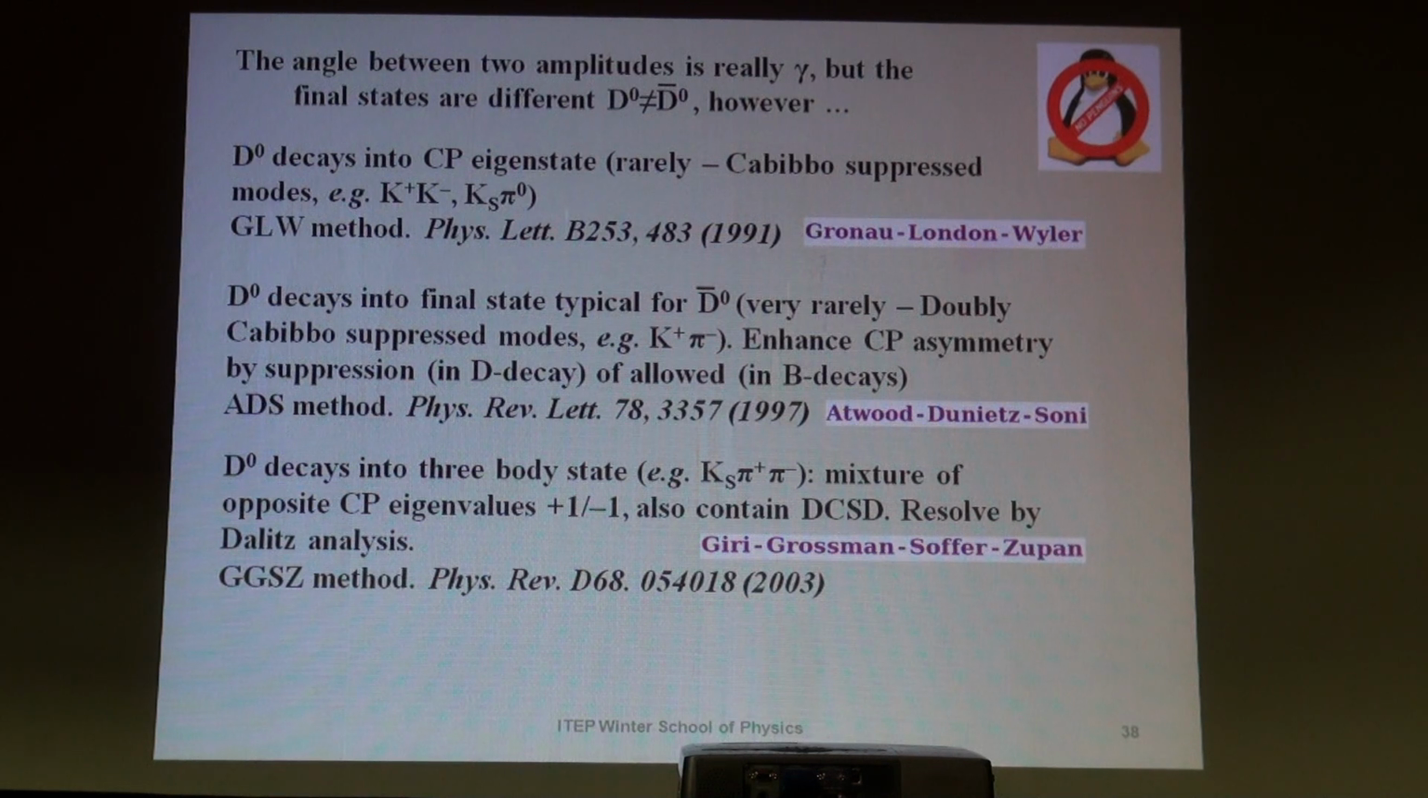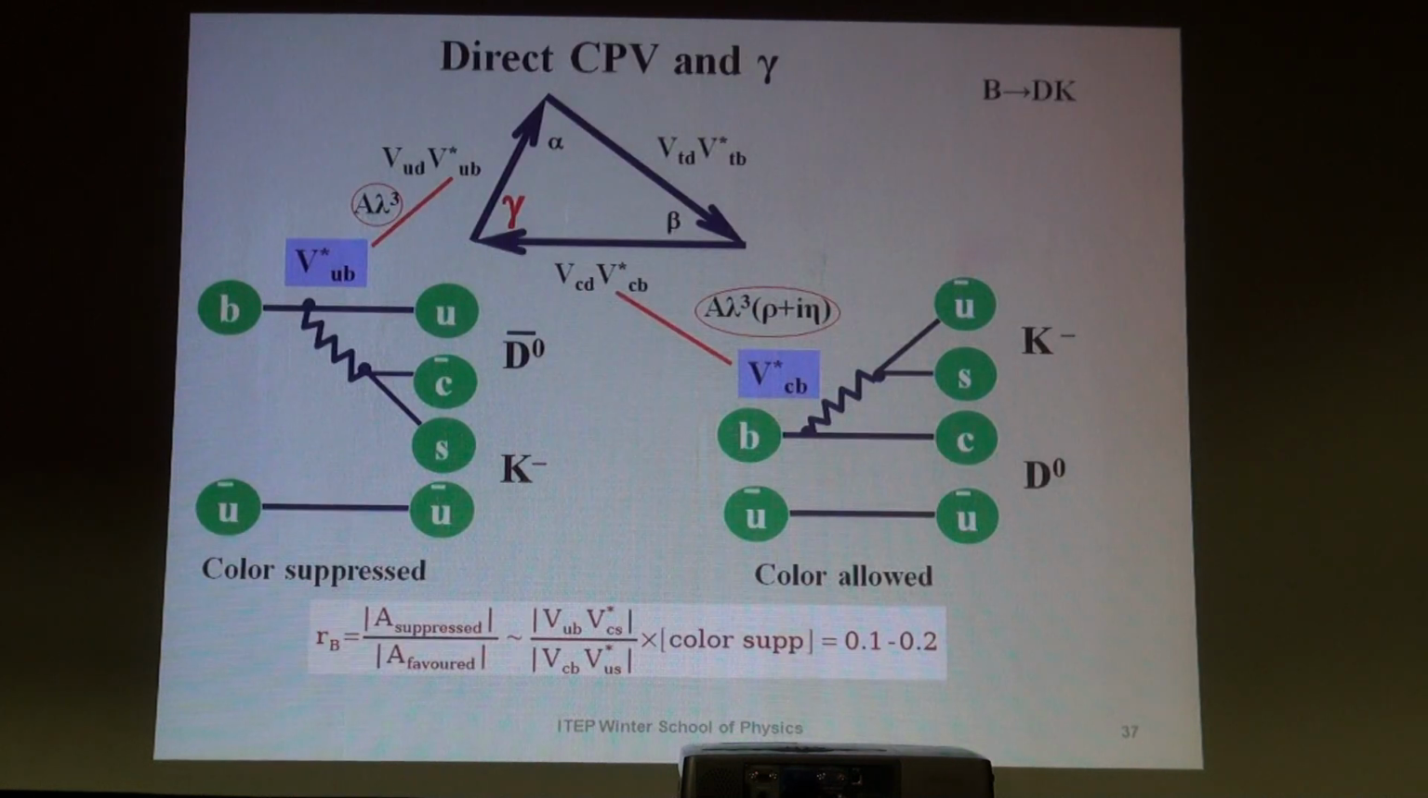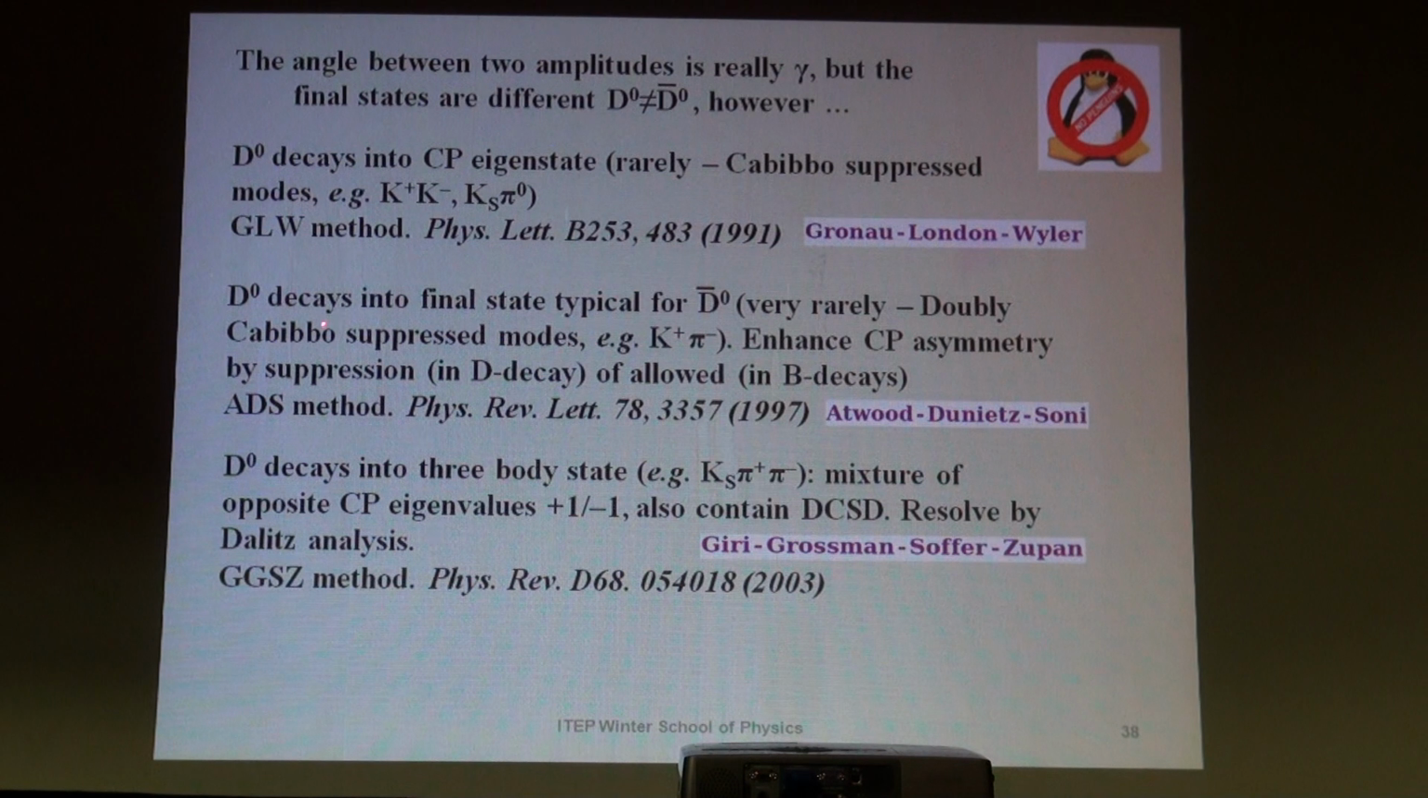But in this case, you can see that the ratio between these two amplitudes is such that they are not of the same size. One is suppressed. So if we use this trick with the decay with small amplitude, we will increase the CP violation. And finally, there is a possibility just to combine everything. If D0 decays in some three-body final state like K short pi plus pi minus, in this final state there will be a mixture of everything: the doubly Cabibbo suppressed decays, the Cabibbo suppressed decays, and the Cabibbo allowed one. And this will be everything in the one final state. How to resolve this? This is a question.